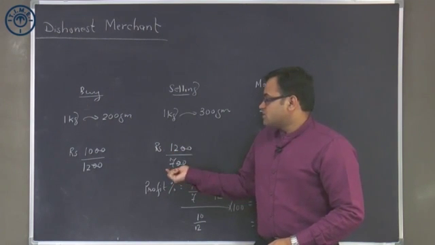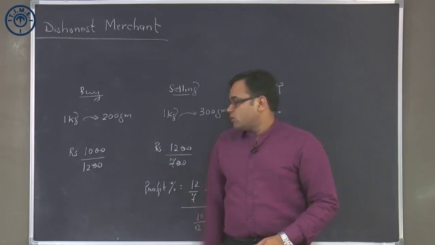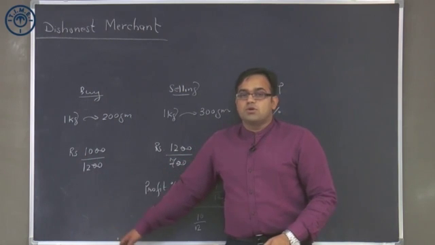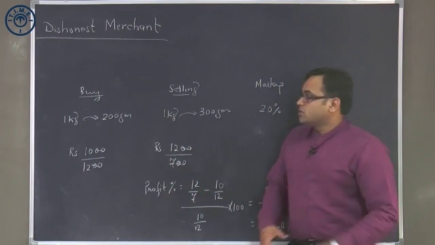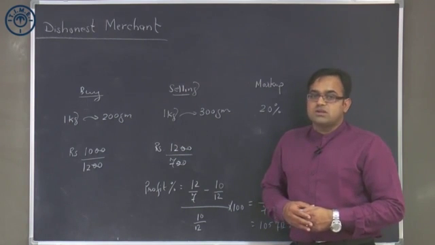So my selling price per unit is 12 upon 7. Cost price is 10 upon 12. Very clearly, on the whole, my profit percentage will be selling price minus cost price upon cost price multiplied by 100. So that is the funda of the dishonest merchant. That is your dishonest merchant demystified.